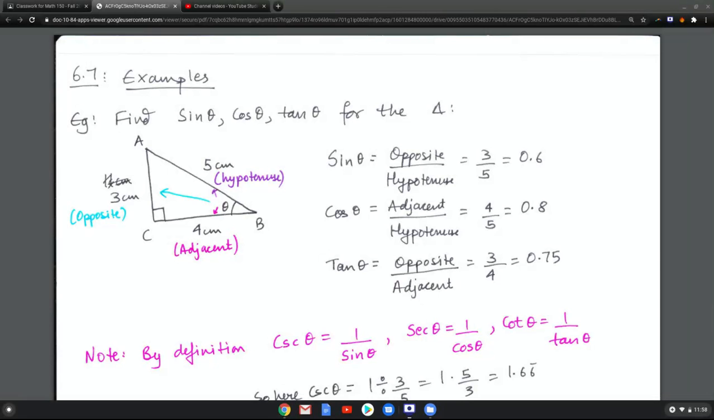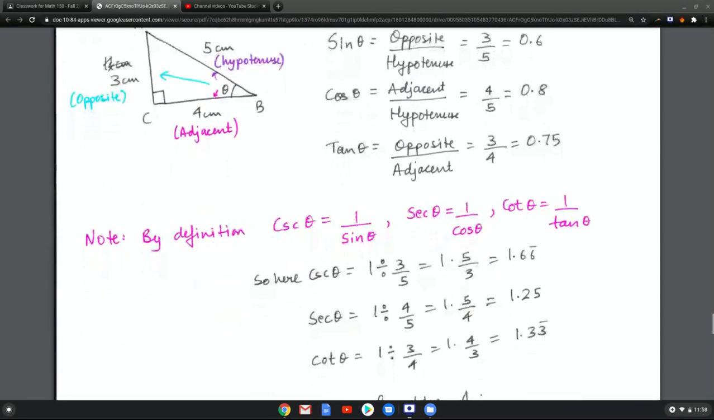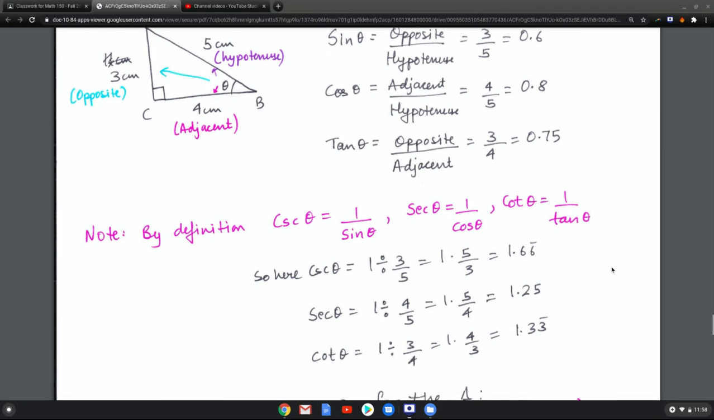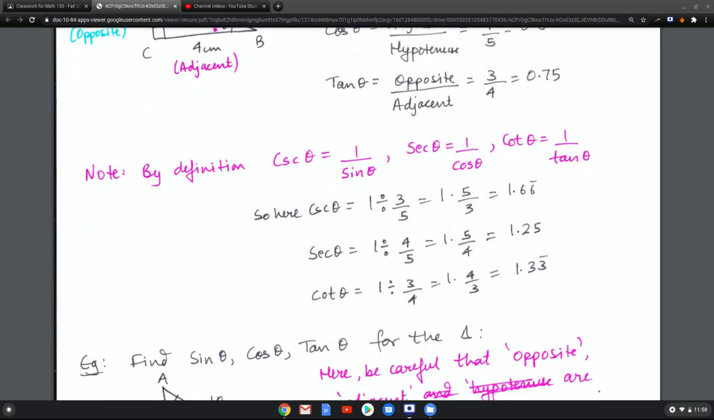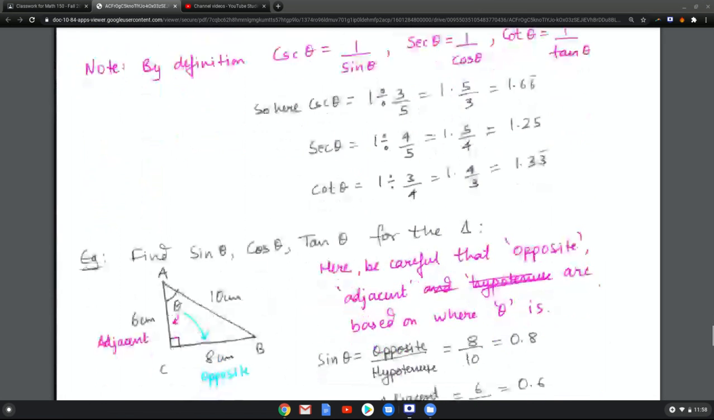Now, if you compare the definitions, you will find this relation: cosecant theta is 1 over sine theta, secant theta is 1 over cosine theta, and cotangent theta is 1 over tangent theta. So here, since we've already found sine, cosine, and tangent, we can find cosecant theta as 1 divided by 3/5, which is 5/3. Secant theta is 1 divided by 4/5, which is 5/4. And cotangent theta is 1 divided by 3/4, which is 4/3.